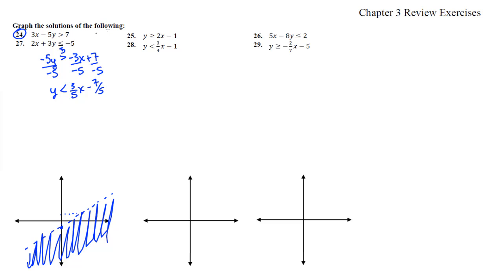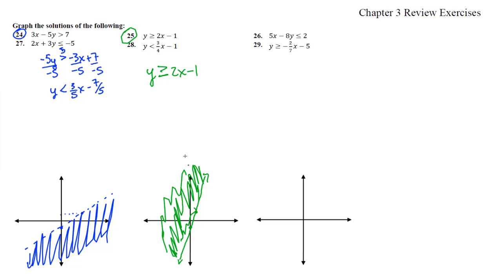All right, next one, number 25. We already have y is greater than or equal to 2x minus 1, so we're free to just graph it. 0, negative 1 right there, and it has a slope of a positive 2, 2 over 1. And so here's the line. Notice the line y equals 2x minus 1 is actually part of our solution. So we do it in a solid line. And it says y is greater than. So that means standing on the line and looking up, all the y's above the line are part of the answer. So we go like that. And it covers the whole side all the way over forever and ever that way.